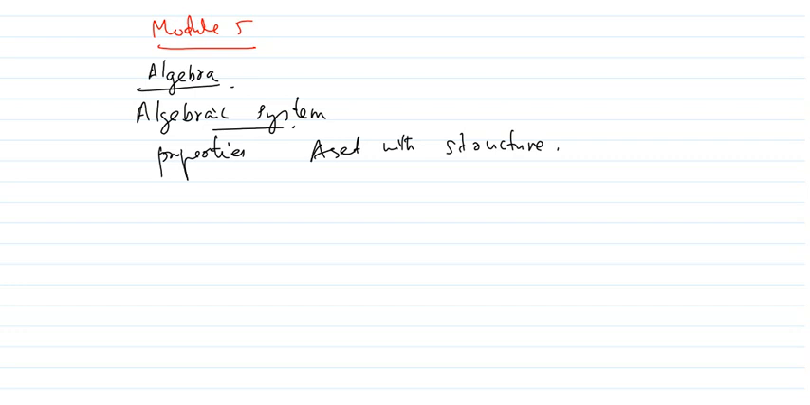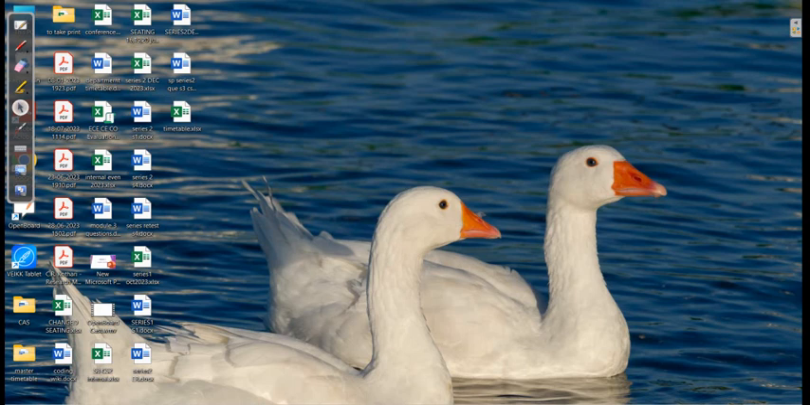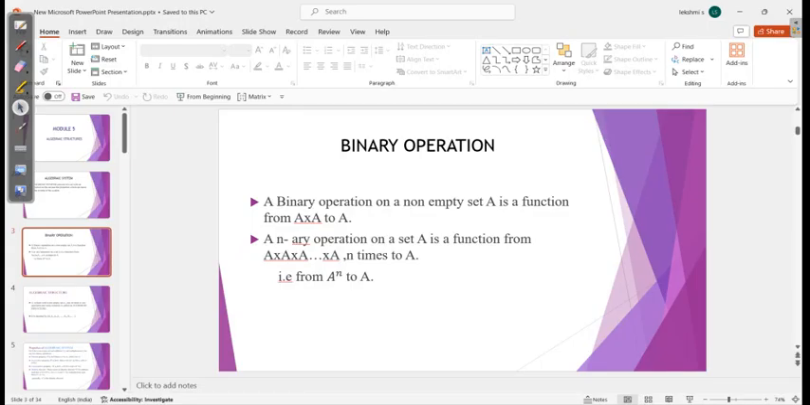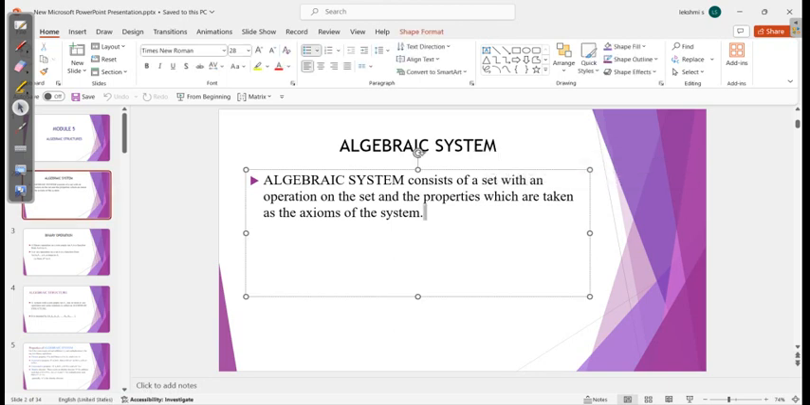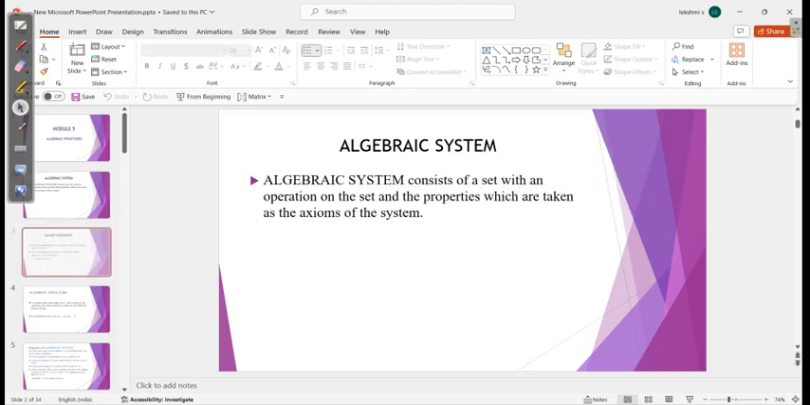So before that, an algebraic system consists of a set with an operation on the set and the properties which are taken as the axioms of the system. And these properties are the main bone of this algebraic system. So there is a set with some properties. Before that, we have binary operation.